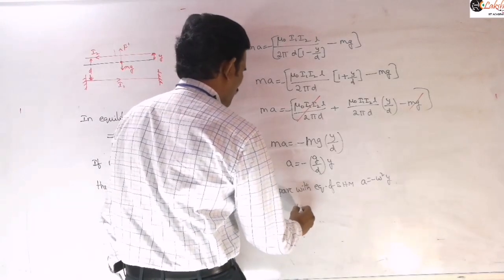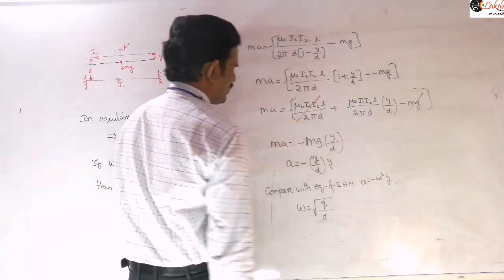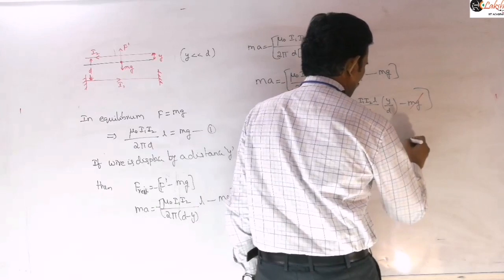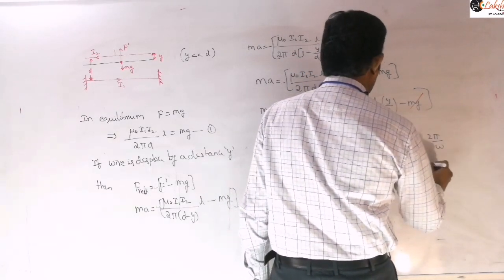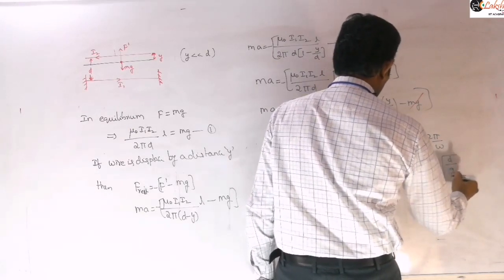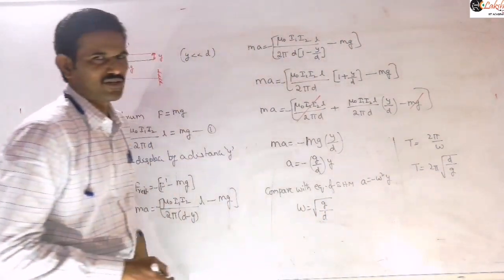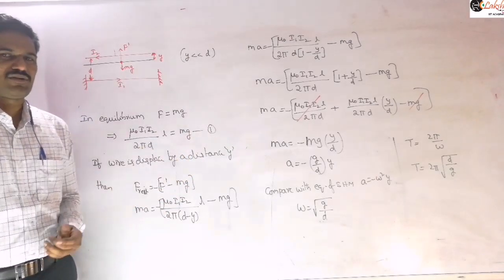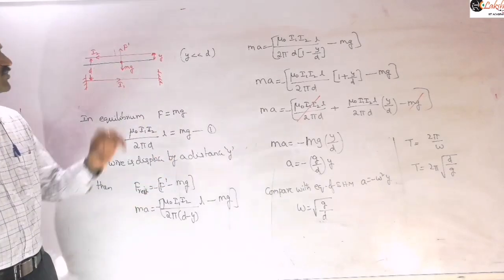And therefore omega is equal to under root of g by d. And therefore the time period is 2 pi by omega, therefore this is 2 pi into under root of d by g. So simply you can observe that whenever such a problem is there, it is similar to the length of the simple pendulum. The time period of the simple pendulum is 2 pi into under root of L by g. So here you just need to write this d value.